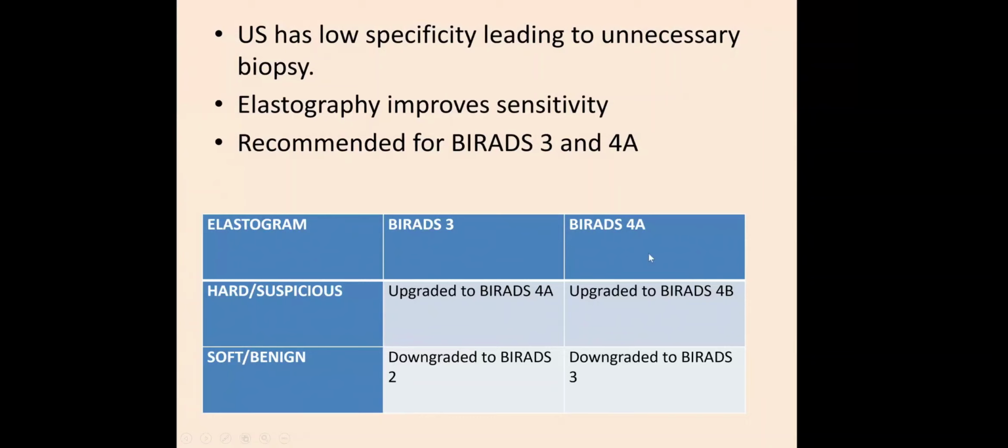And if you have a BI-RADS 4A lesion, like a well-circumscribed one but with some irregularity on the margin, and on elastogram it appears hard and suspicious, you can upgrade it to BI-RADS 4B. If it's soft or benign, you can downgrade it to BI-RADS 3. Right now, the ACR recommends using it only for BI-RADS 3 and 4A, and not for deciding whether a mass is benign or malignant in the initial stage. You must see the morphological features first, and if it's BI-RADS 3 or 4A, then you apply the elastogram.